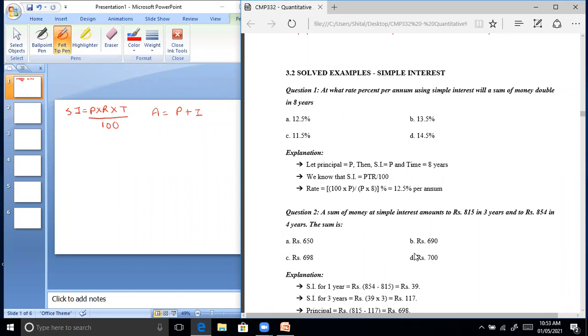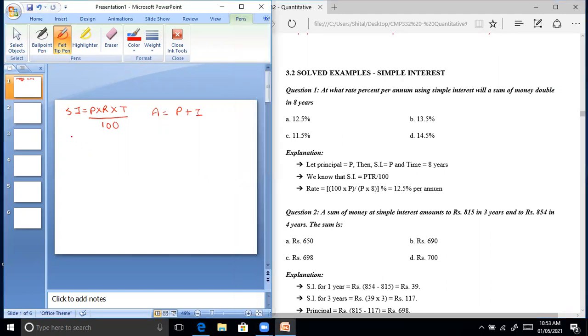First, question 1. Here you can see the question. At what rate percent per annum using simple interest will a sum of money double in 8 years? So here you can see the 8 years, that is time, is given. Okay, and SI equals principal amount. So what is the formula for SI? SI equals PRT divided by 100, where you have to find the rate of interest, right?